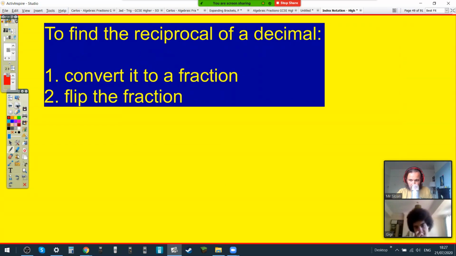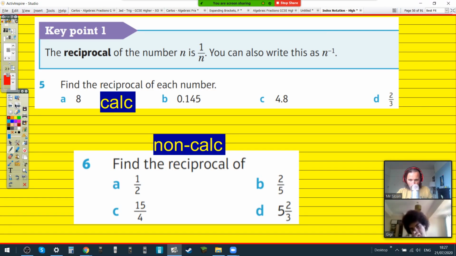These ones, I need to change that because you can use a calculator. We'll do non-calculator first on the bottom. 2 over 1. Yeah. And what is 2 divided by 1? 1. Oh, 2 divided by 1. Just 2. Oh, it's 2. B. 5 over 2. 4 over 15. Then how do we do D?